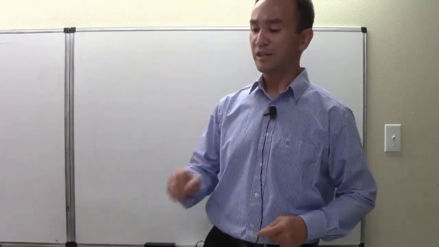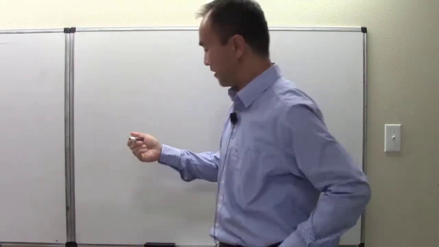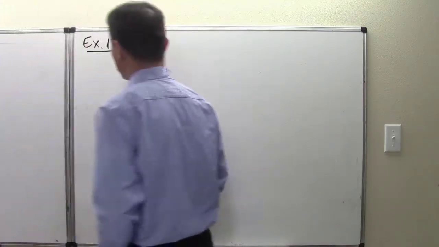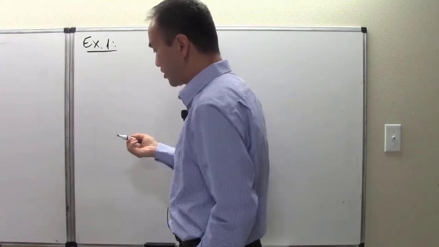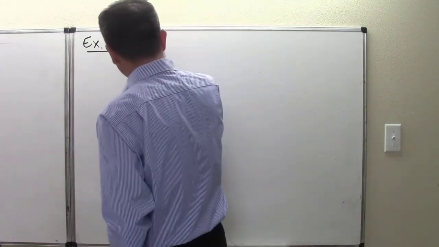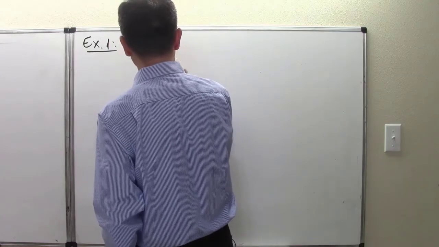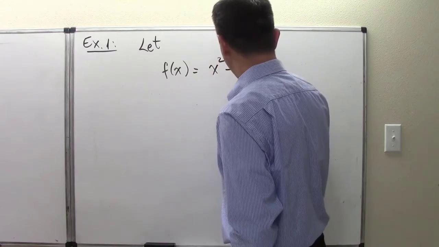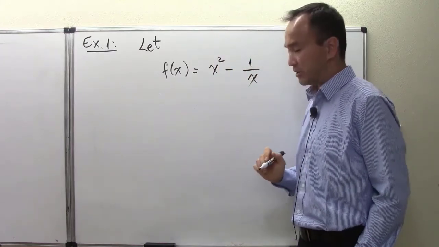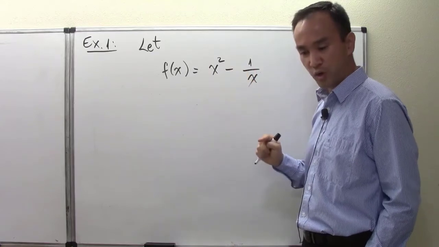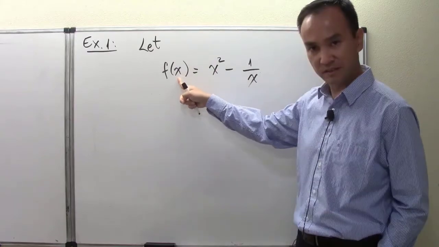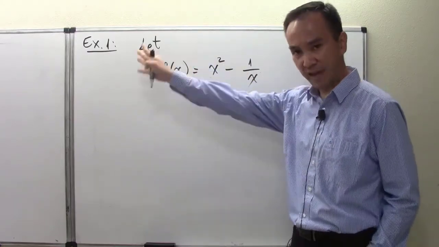All right, so we are now ready for our first formal example. Here we are at example 1. Let me now write down the wording of the example. Here we are given a function. Let f of x be defined as x squared minus 1 over x. So here's our function: f of x equals x squared minus 1 over x. The x here is the input, and once we have an input, this rule determines how we calculate the output.